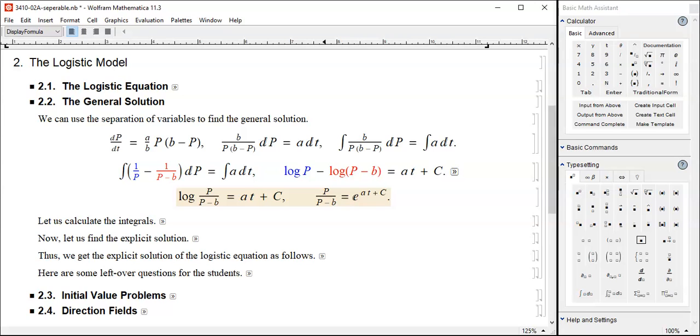Okay, this computation is okay, but there's a bit of a problem here. What if p is negative or p minus b is negative and so on and so forth? Can we handle that? Yes, we can. The typical trick is to decompose this exponential like this.